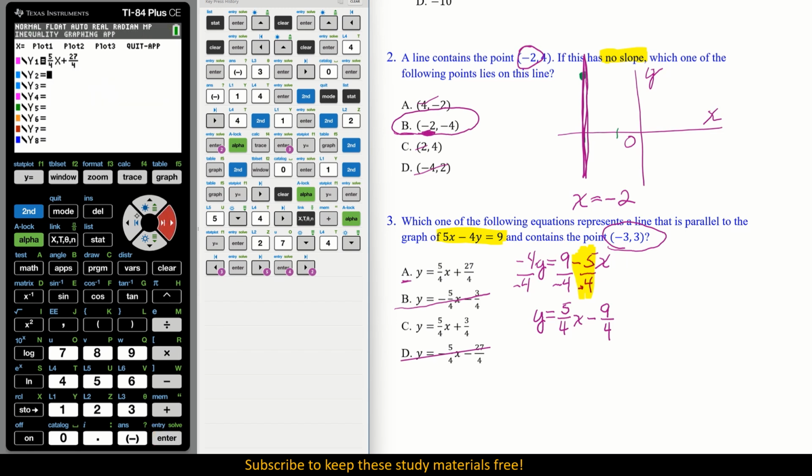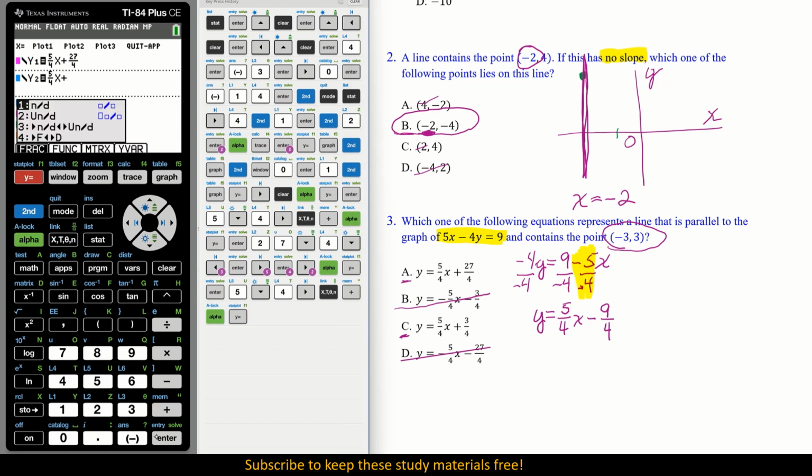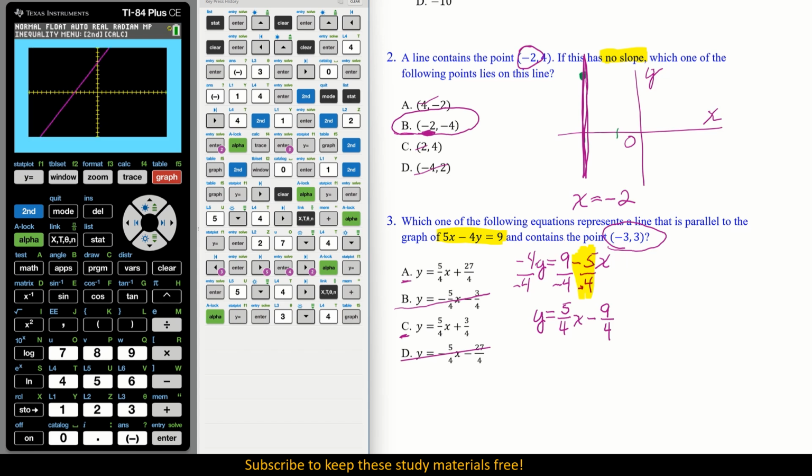Okay, now let's go to second y1, enter, and we need 5 over the 4, arrow over to put in our x. And then we're on C, remember, that is a plus, and then alpha y equals, enter for 1, and that is 3/4. 3 over the 4. Now let's graph to take a look. Okay, not bad. But what we're looking for is whenever we look at the -3 here, we need to have a 3 in the y, okay?